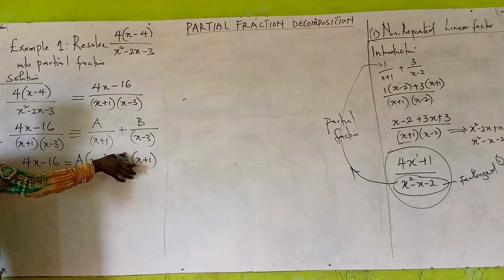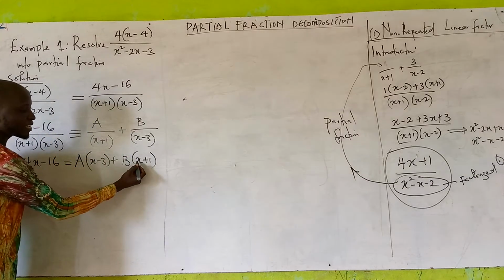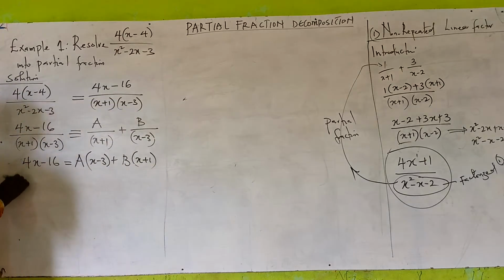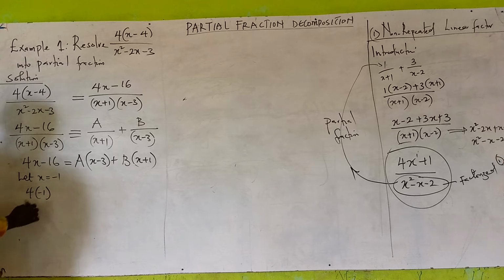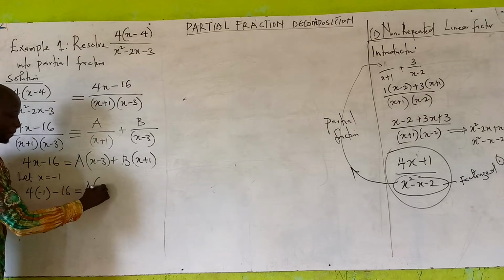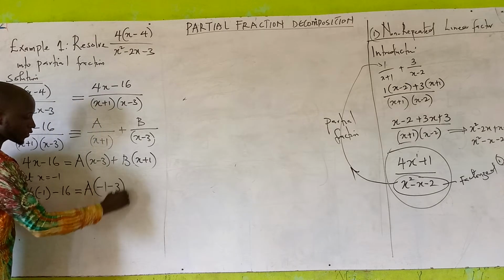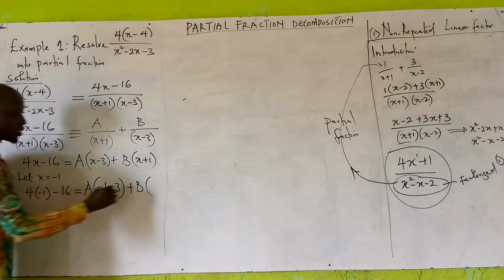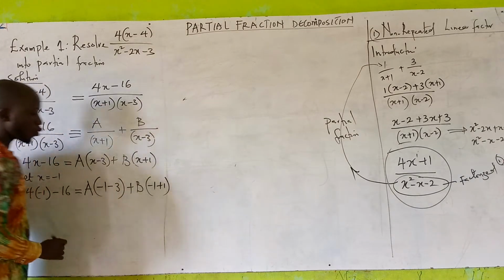And if I want to eliminate b, I can simply make this x to be the additive inverse of plus 1. And the additive inverse of plus 1 here is minus 1. Therefore, let x equal minus 1, and substitute minus 1 for x in all this equation. Therefore, we have 4 into bracket minus 1 minus 16 equals a into bracket minus 1 minus 3 plus b into bracket, our x is still minus 1, minus 1 plus 1.